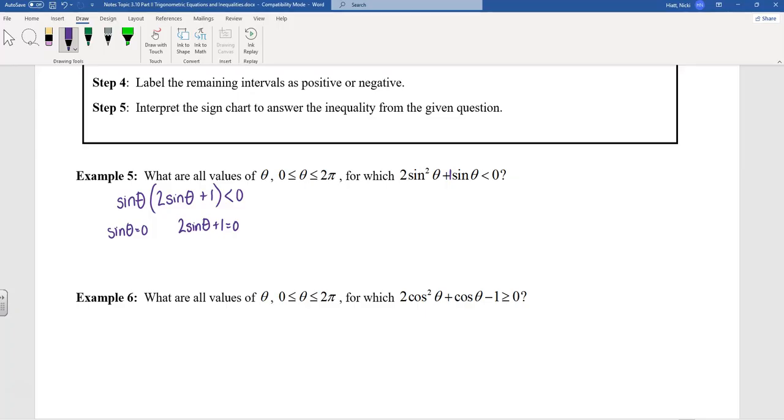And the first one is ready for me to start looking at the unit circle. But the second one, I need to subtract 1 from both sides. 2 sine theta equals negative 1. And I need to divide by 2. So sine of theta equals negative 1/2. And I would highly suggest drawing yourself a unit circle over here when doing these problems, because it's going to come in handy when we're doing our chart.